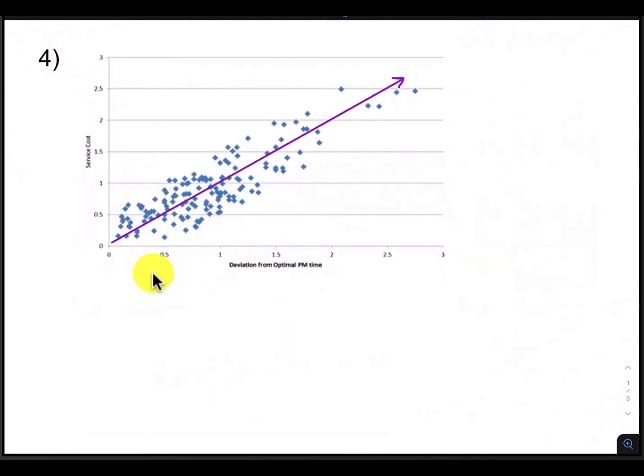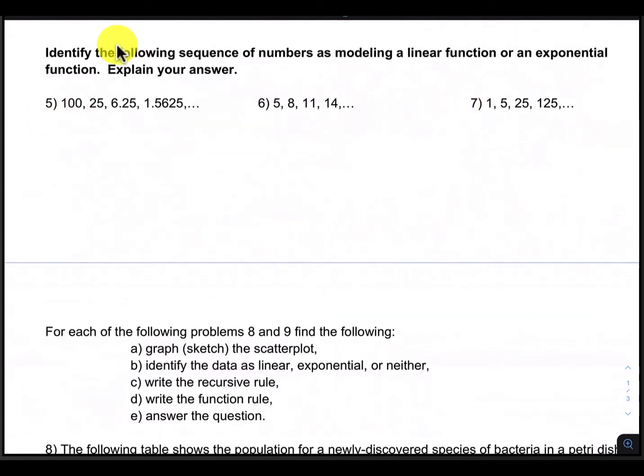For graph number 4, as the values along the x-axis are increasing, the values along the y-axis are also increasing. As you move from left to right, the graph tends to be trending upward. So there is a positive association. And I would say that the points are fairly close to this line, and therefore I would say a strong positive association.